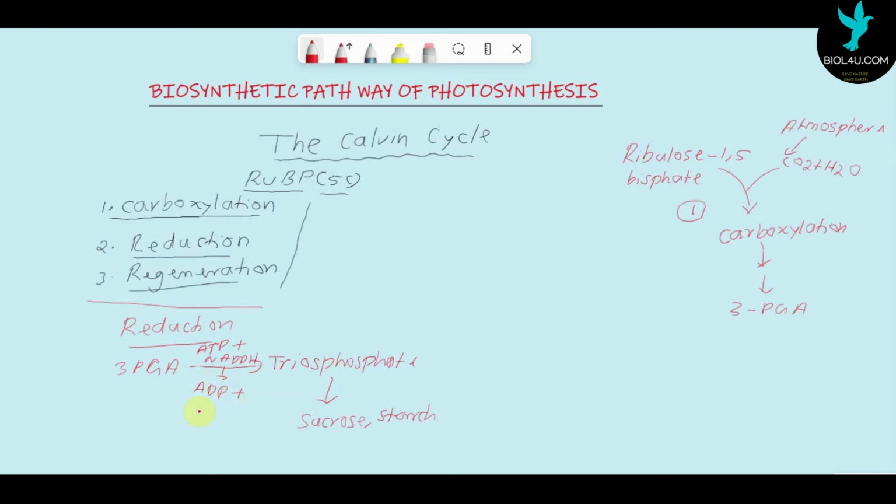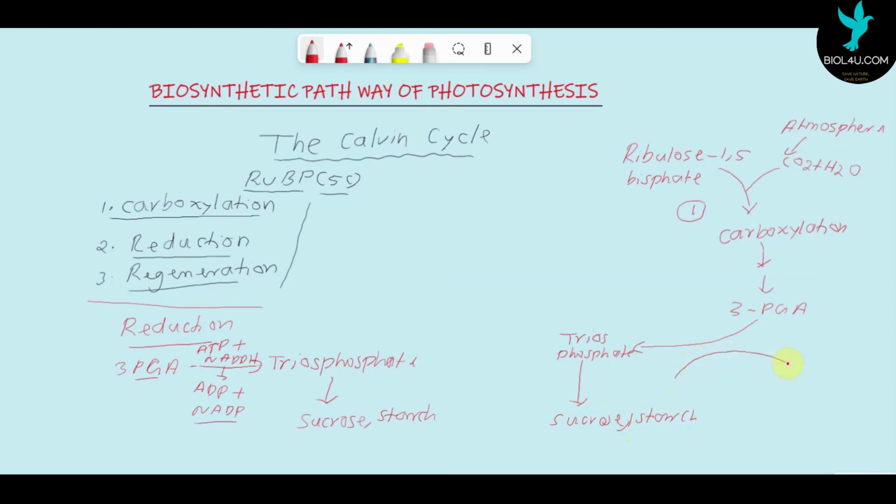is given back to the light reaction, and NADPH is converted into NADP, and that is also given back to the light reaction. So with the help of the ATP and NADPH, the 3-PGA is reduced to triose phosphate, and this triose phosphate is utilized for the synthesis of the food. So 3-PGA produces triose phosphate. This triose phosphate is used for the synthesis of the sugar, that is the sucrose and starch.